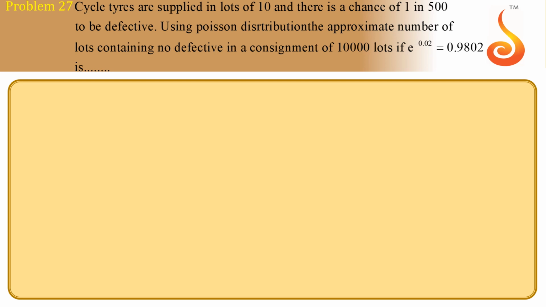Next question. Cycle tires are supplied in lots of 10 and there is a chance of 1 in 500 to be defective. So what is the probability? P, the success probability, is 1 by 500. In lots of 10, lambda will be np, which is 10 into 1 by 500. So 1 by 50, which is 0.02.